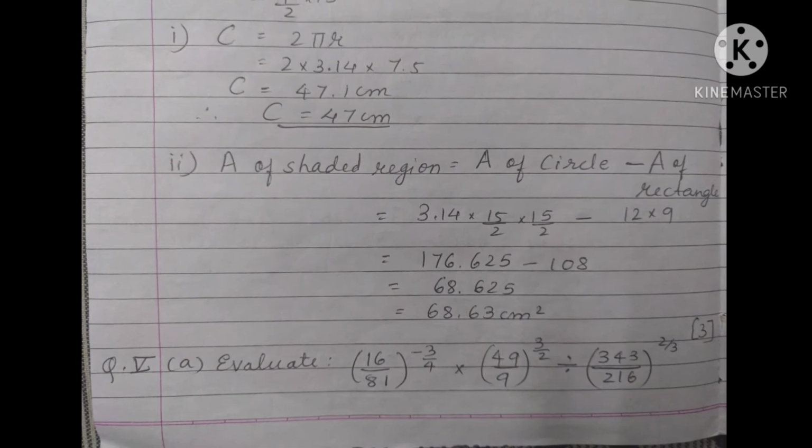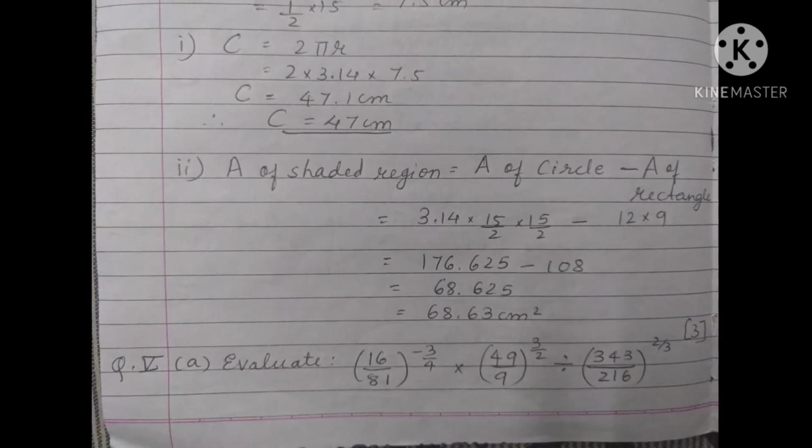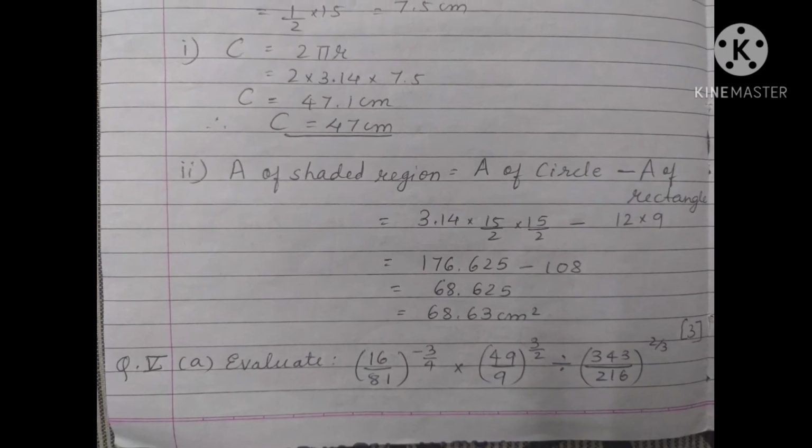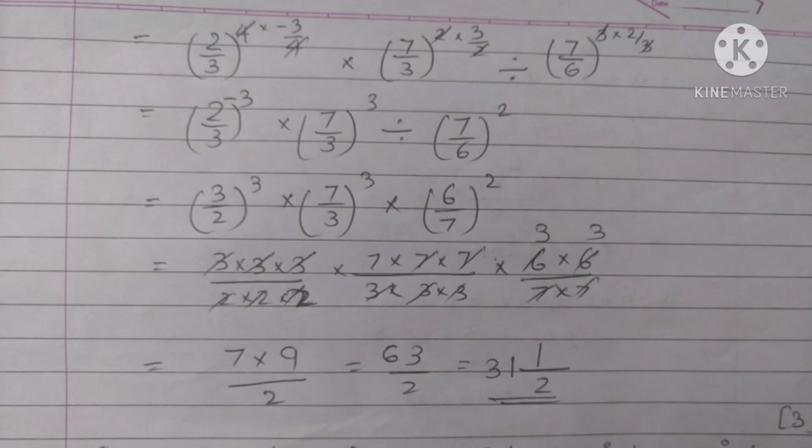Question number 5a, evaluate (16 by 81) whole power minus 3 by 4 multiply (49 by 9) whole power 3 by 2 divided by (343 divided by 216) power 2 by 3. This is 3 marks question. Now see the solution here.